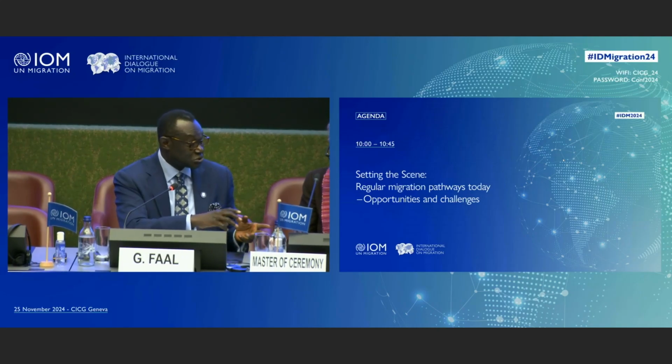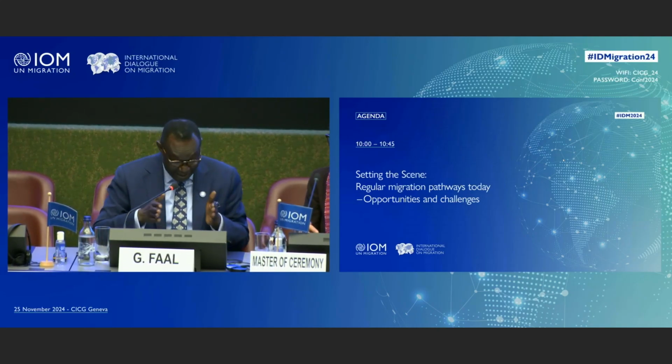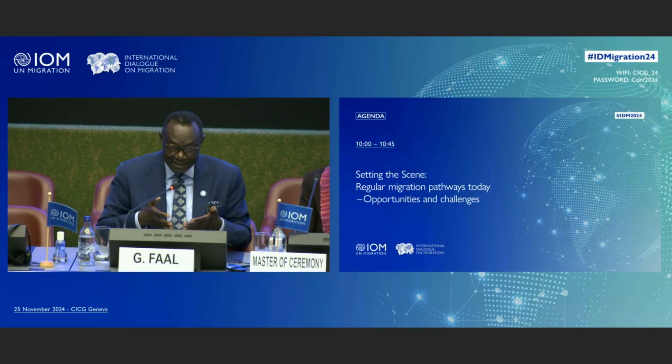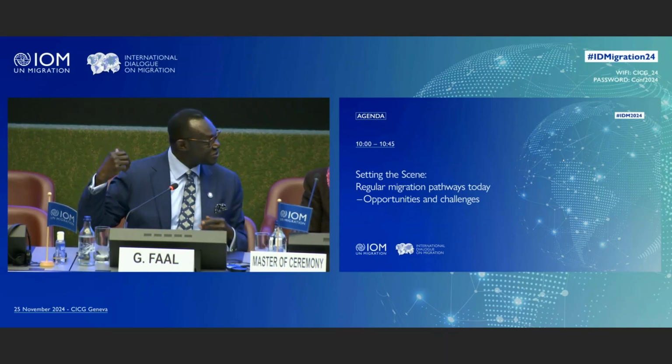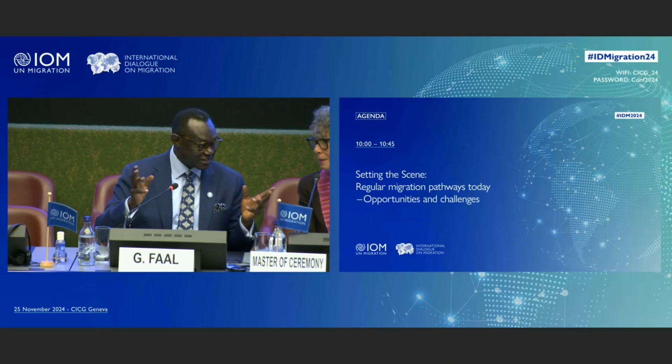The reverse is true. We talk of regular pathways here. In my own country, United Kingdom, we have it in law to refer to illegal migrants. We have an illegal migration. So in this room, we're losing, you know. We're losing in legislation, not general parlance.